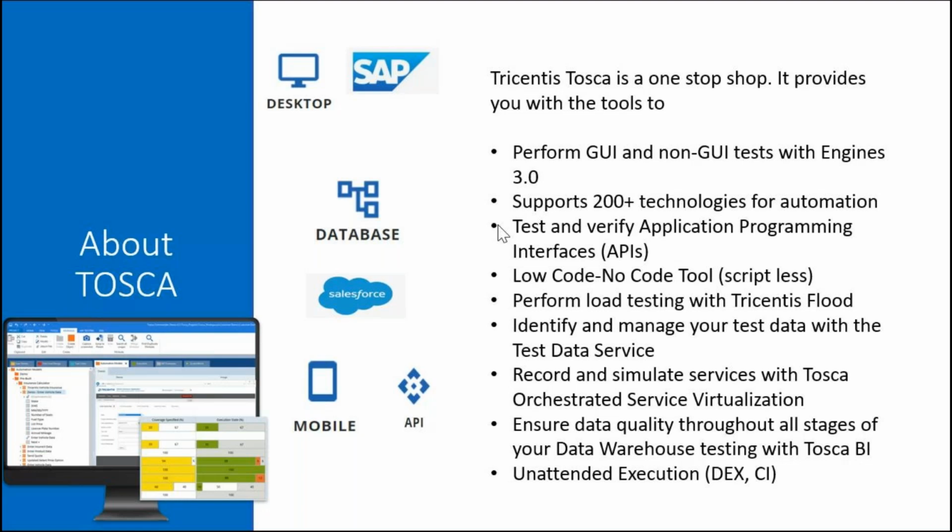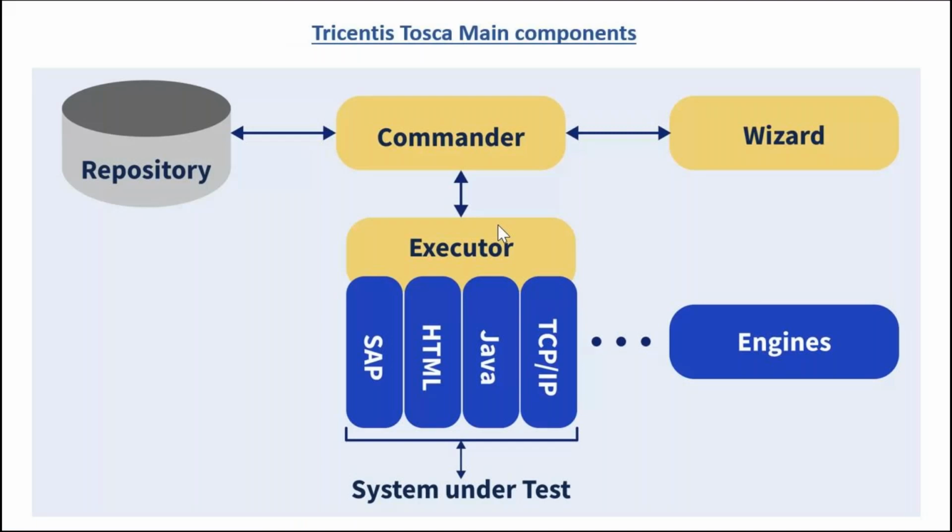I guess you all understood what Tosca is about. Next is the main components of Tosca, like how it works. What is the architecture or the technology working behind the Tosca tool? When you see this, it is repository, commander, executor, wizard, engines. These are the main components of the Tricentis Tosca tool. Why are they main? Because every component has its own functionality and features.